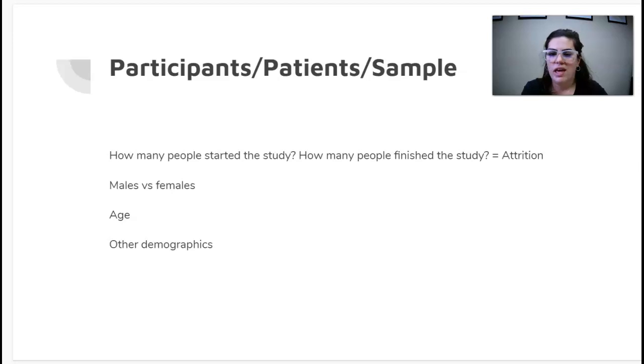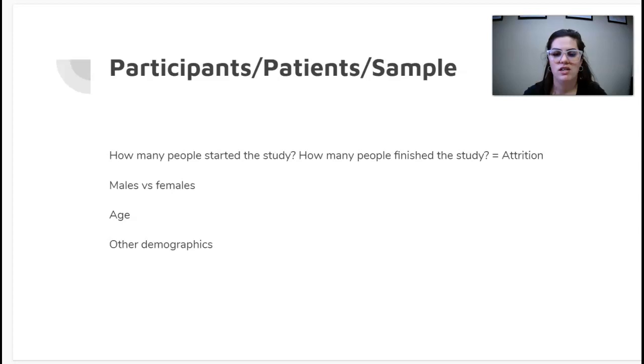Okay, then we are going to look at the participants and patients and sample section. So one thing that you guys are going to start answering is what was the attrition, and this means how many people started the study versus how many people finished the study. This can be important because that can highlight a high dropout rate, and if they analyze data certain ways, it could skew the results based on if they include everybody or if they don't include everybody's results in their analysis.